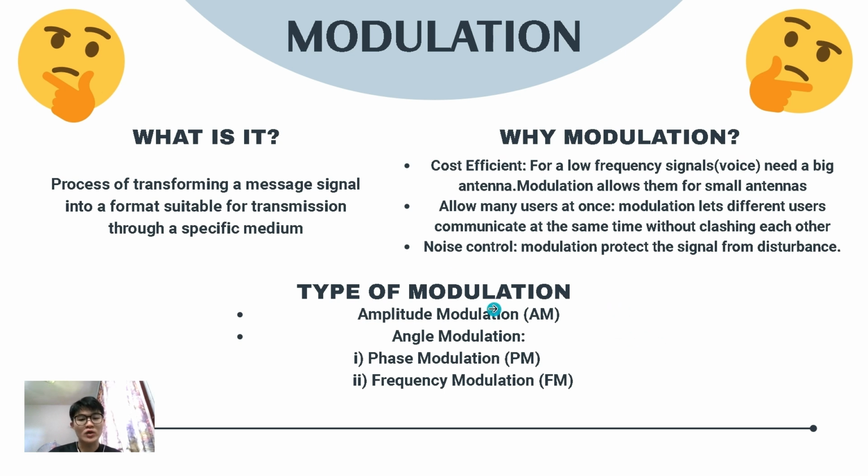So there are two types of modulation. The first one is amplitude modulation, AM, and the second one is angle modulation, which is separated into two: phase modulation, PM, and frequency modulation, FM. Today we are going to talk about AM.